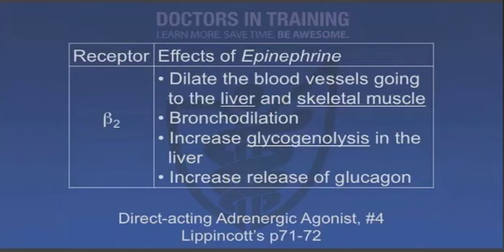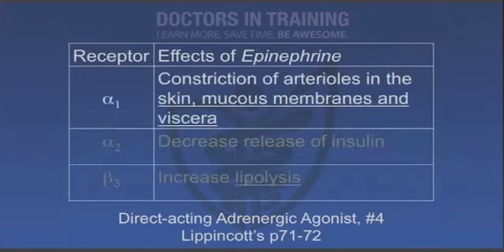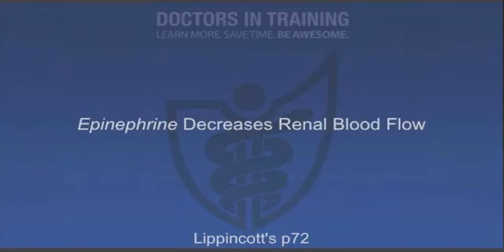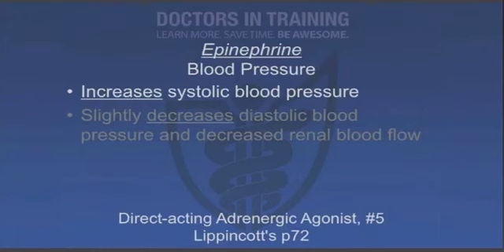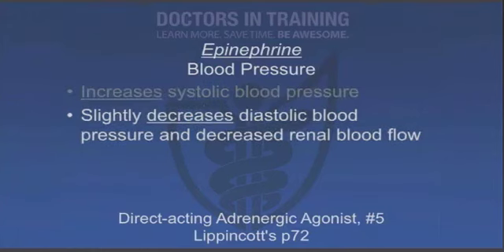Now, the alpha effects of epinephrine include constriction of arterioles in the skin, also constriction of arterioles in the mucous membranes and in the viscera. Now, one of the important distinctions we're going to make here between epinephrine and these other drugs is that epinephrine actually causes a decrease in renal blood flow. So the cumulative effect of epinephrine is increased systolic blood pressure coupled with decreased diastolic pressure and decreased renal blood flow.